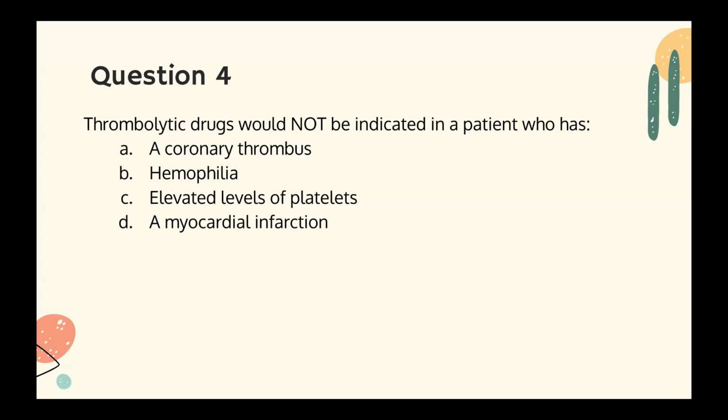Platelets are important components of blood because they are responsible for clotting. A person with elevated platelets may use thrombolytic drugs to prevent clots from occurring since they are predisposed to these clots. So that leaves us with B. Hemophilia is a genetic disorder in which a person's blood cannot clot properly, and it puts them at risk of bleeding out. It would be dangerous for this person to take thrombolytic drugs because they already can't form clots, so it would be making their disorder worse.